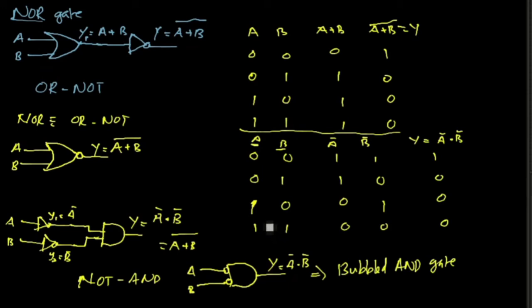So the NOR gate and the bubbled AND gate are equivalent. If you consider the output of a NOR gate, it will be the same as the output of a bubbled AND gate. Bubbled AND gate means the two inputs are inverted first, and the inverted inputs are given to an AND gate. In the case of a NOR gate, the inputs are given to the OR gate, and the output of the OR gate is given to a NOT gate.